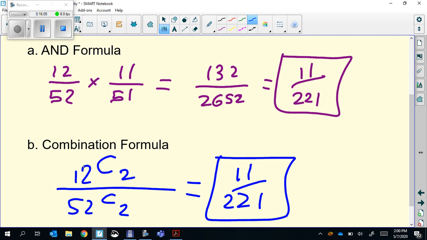So that's a different way to use combinations to help you figure that stuff out. Total number of 2 picture cards that we could choose, and the total number of 2 cards that you could choose altogether.